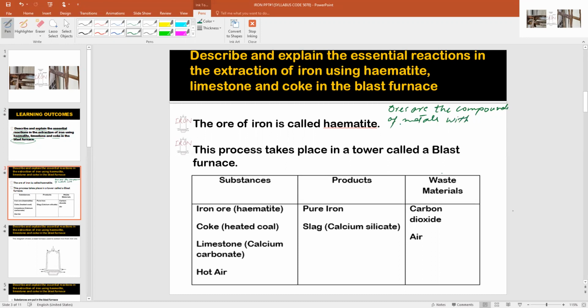Hematite consists of 60% iron in the form of iron oxide. This is the formula of iron oxide, Fe2O3. It contains impurities such as silicon dioxide, SiO2 as impurity.